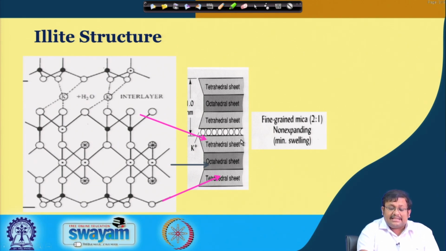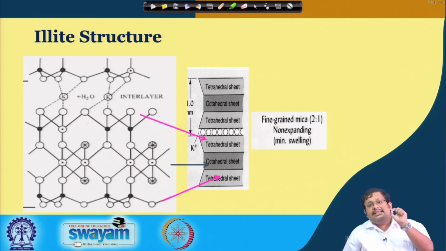The interlayer space is occupied by this potassium ion, and since it is basically a weathered product of mica, it is also known as fine grained mica. It is a non-expanding type of mineral. It shows minimum swelling because of this interlayer potassium ions, which basically collapse the structure, since these potassium ions are very small in size.